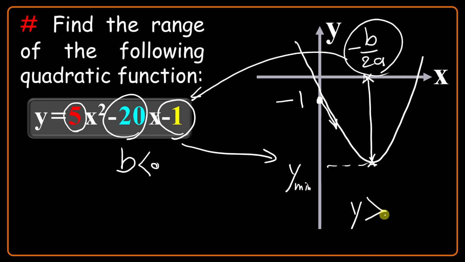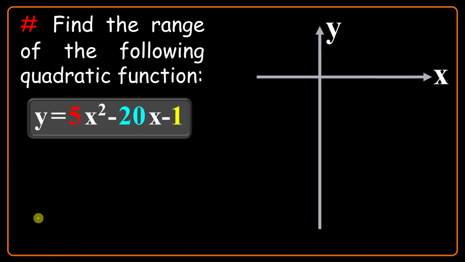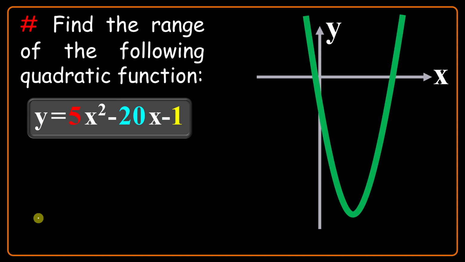So the range will be something like that. y is greater or equal to y minimum. This is the approach. Let's start finding that. So just keep it in mind that the format of the function, the parabola, may be something like this. The appearance may be something like this. Okay, I start from finding the x value for the vertex.